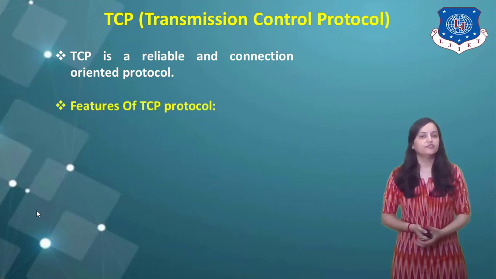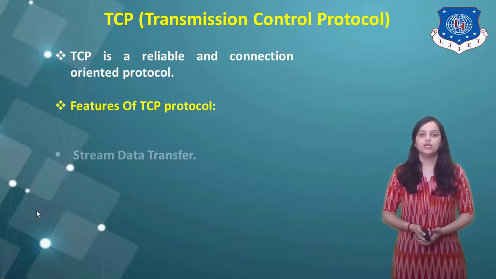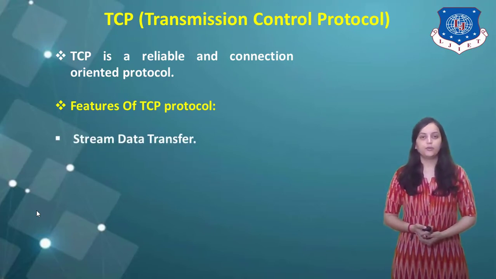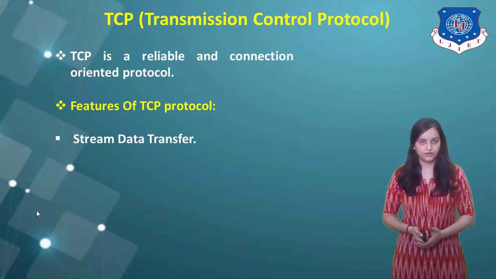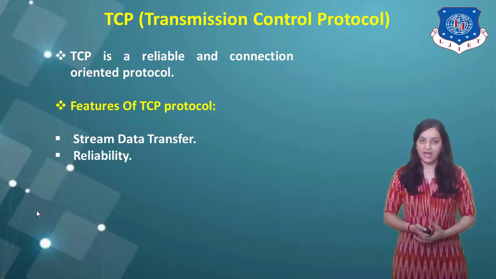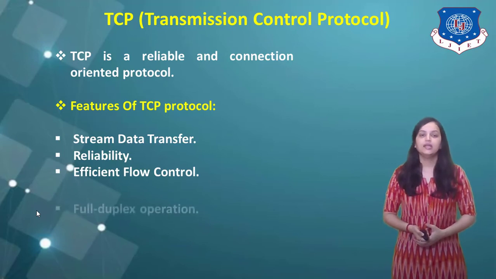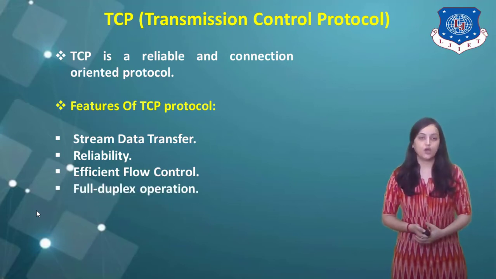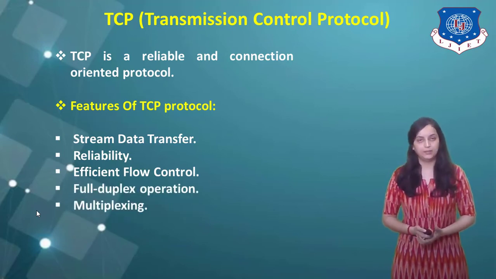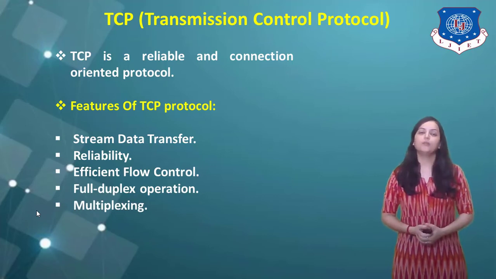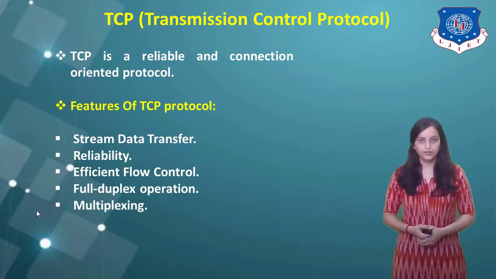So let us consider the features of the TCP protocol. The first feature of TCP is stream data transfer. The second one is reliability. The third one is efficient flow control. Next one is full duplex operation, and the last one is multiplexing. So these are the common features of the TCP protocol.